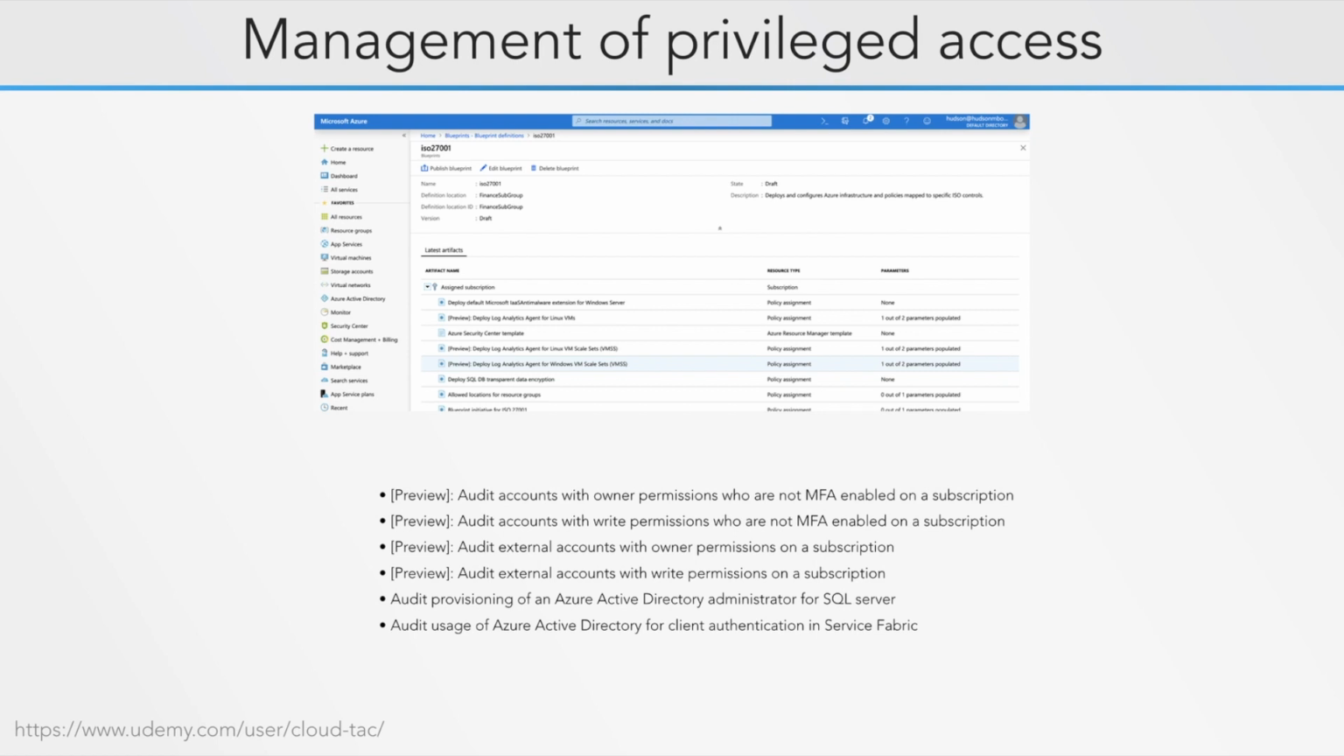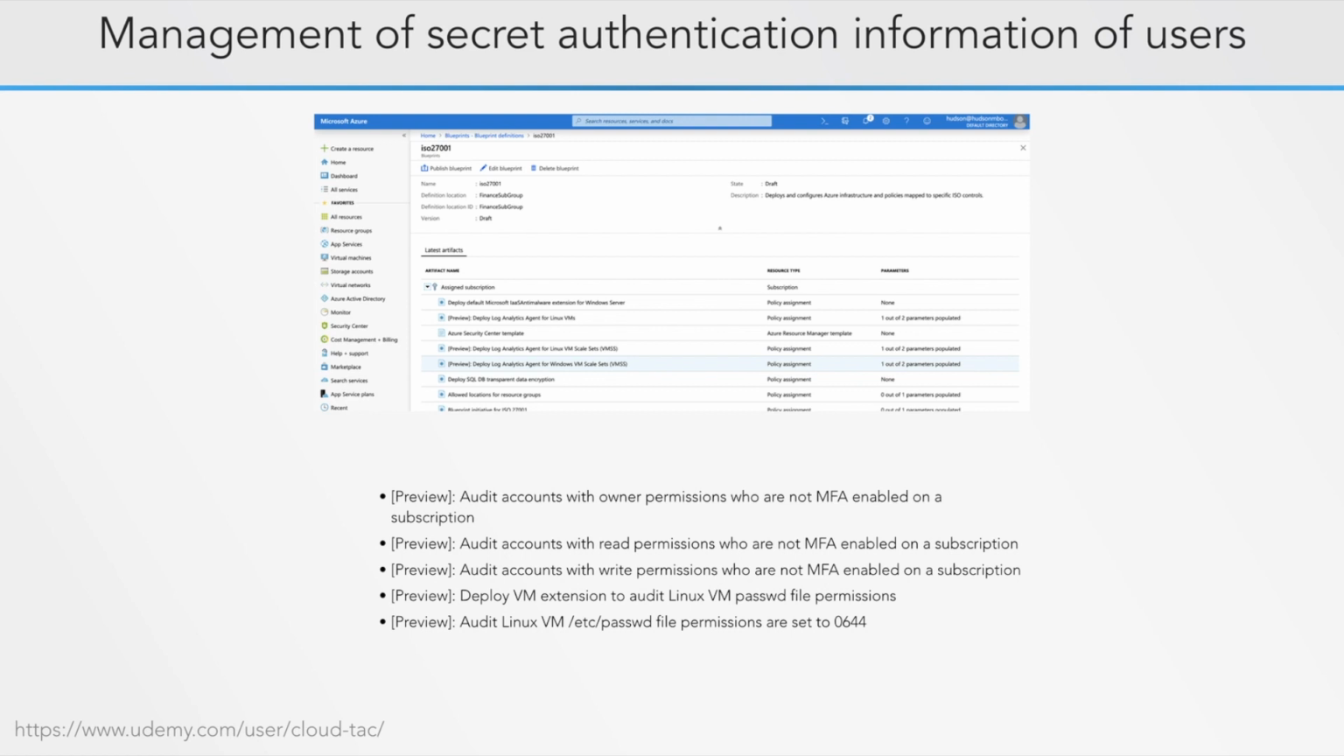This blueprint assigns an Azure policy definition to audit the use of custom role-based access control rules. Understanding where custom role-based access control rules are implemented can help you verify the need and proper implementation, as custom role-based access control rules are prone to errors. Also, the sample assigns 3 Azure policy definitions to audit accounts that do not have multi-factor authentication enabled.